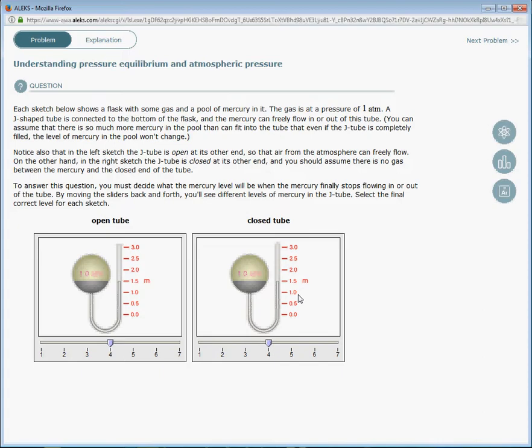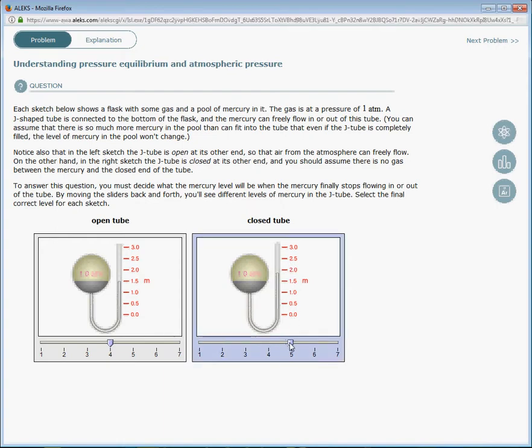You learned in class that 1 atmosphere of pressure is 760 millimeters of mercury. But what you have to remember is this scale is in meters. So it's not going to push it up by 760 millimeters, instead 0.76 meters, which should bring us to about 2.26, between 2 and 2.5.